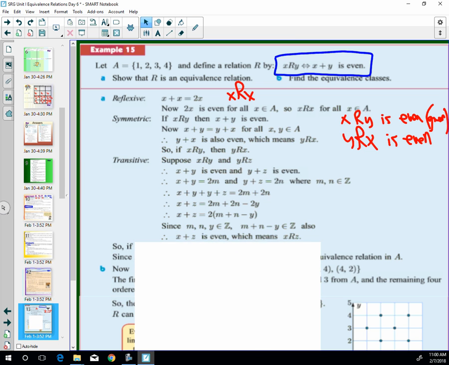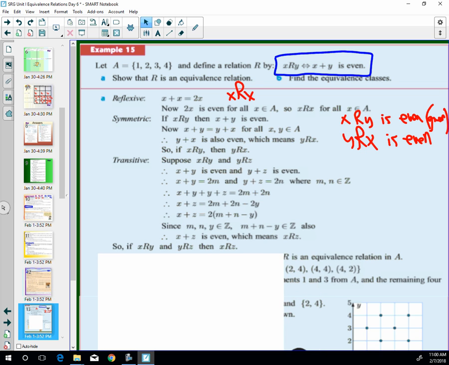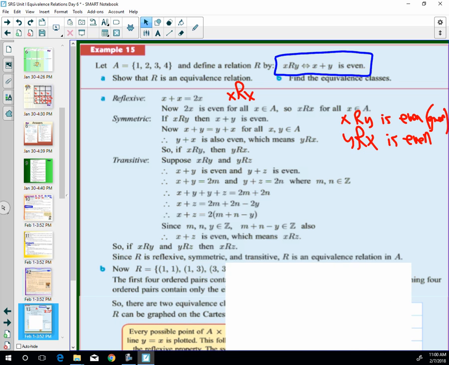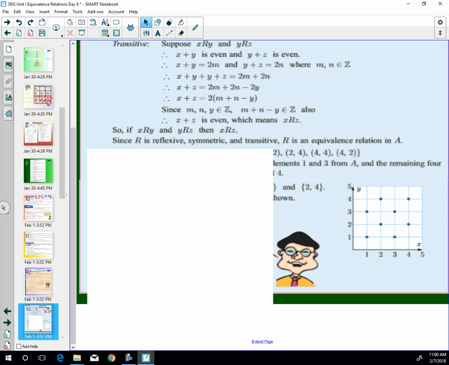Okay, and that's what they did here. They moved things around. They factored out the 2. We already defined x plus z was even, so that is as transitive as they get. That shows it super well. xry and yrz, then xrz. Since r is reflexive, symmetric, transitive, then it's going to be an equivalence relation in A. Questions on that? Seem doable? So on a quiz, you do each of those 3, reflexive, symmetric, and transitive, prove those.